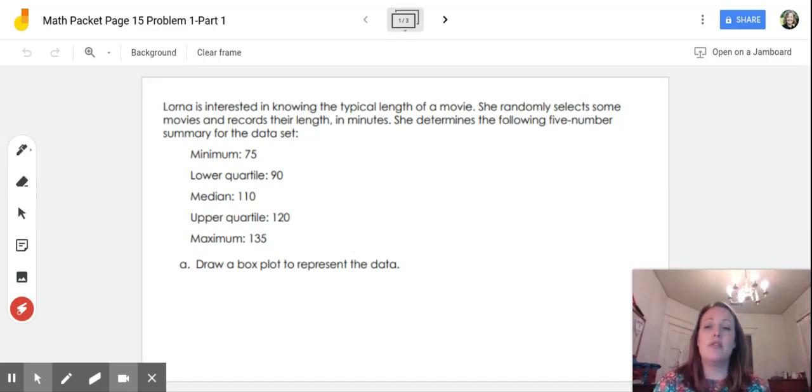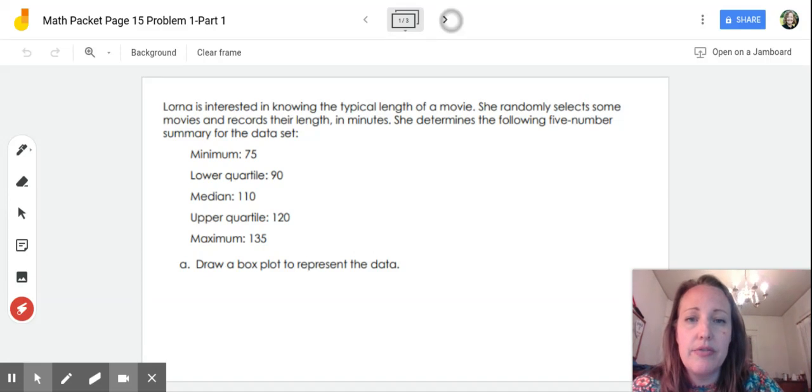The first question says draw a box plot to represent the data. In our class, I know we called these a box plot, but we also use box and whisker plot. So it's the same thing. Whiskers are just cute, right? So why not talk about it?